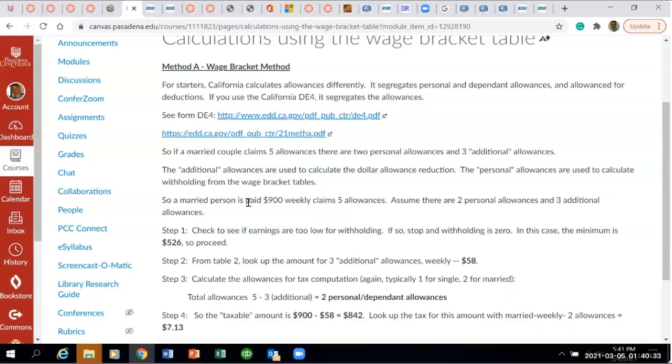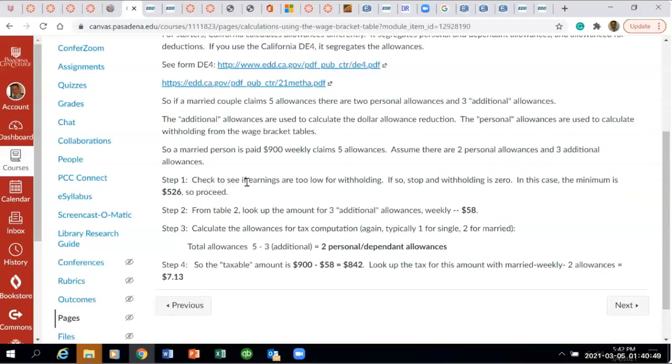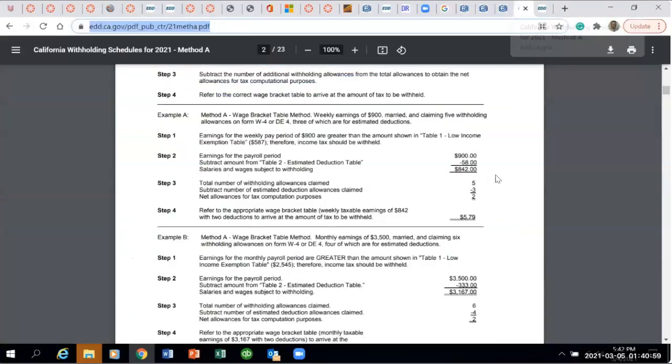So a married person is paid $900 weekly, claims 5 allowances. I believe I changed this myself. Assume there are 2 personal allowances and 3 additional. That was the exact thing we did. Check to see if earnings are too low for withholding. If so, stop, withholding is 0. In this case, the minimum is 526. I'm not sure about that. I think it was different.